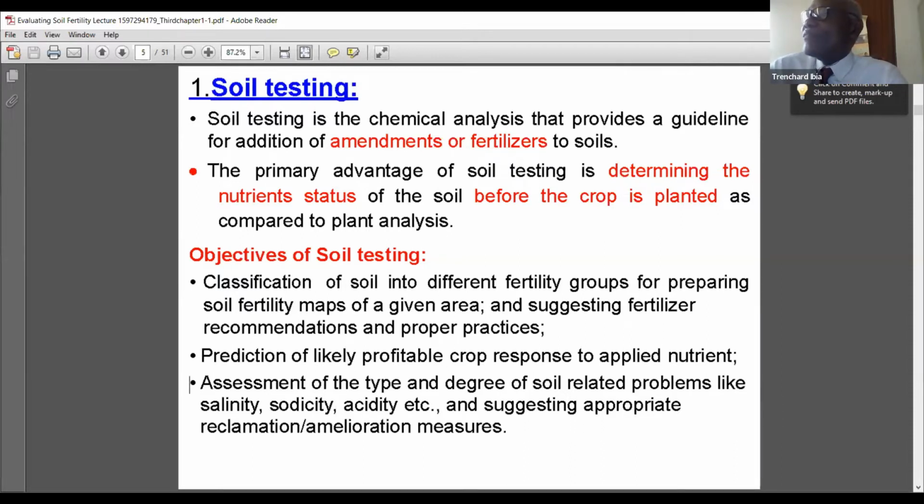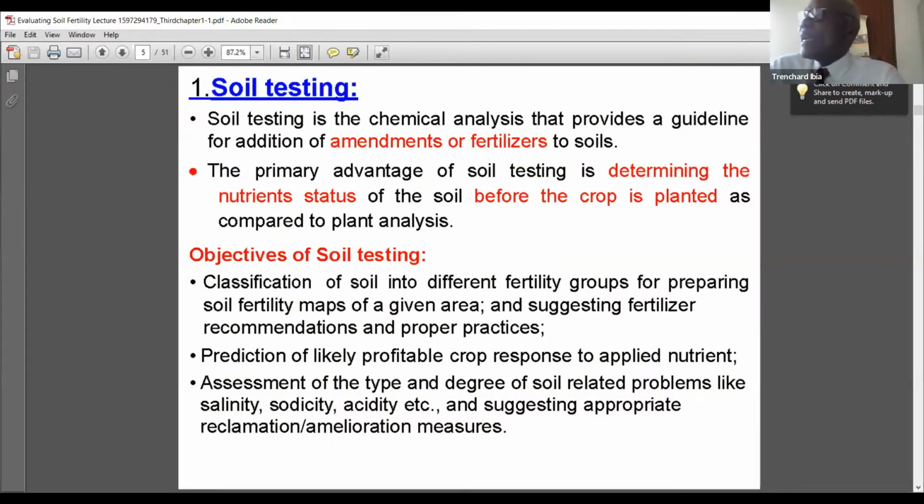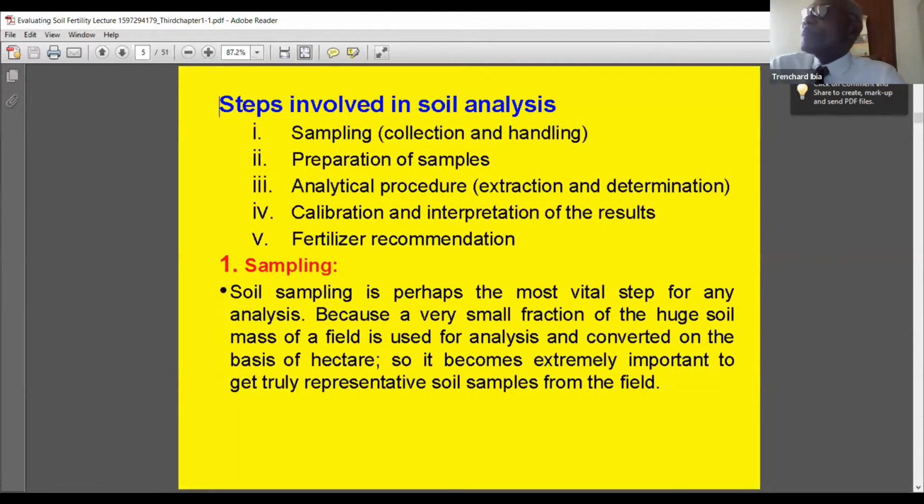We can do soil testing for the purpose of classifying soil into different fertility groups, for preparing soil fertility maps of a given area, and sometimes recommending or suggesting fertilizer practices to be applied. It is also important for the prediction of likely profitable crop response to applied nutrients. It is also important for the assessment of the type and degree of soil-related problems like salinity, sodicity, acidity, and suggesting appropriate reclamation strategies.